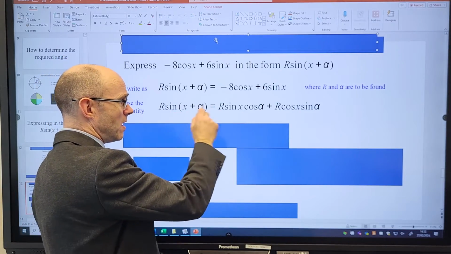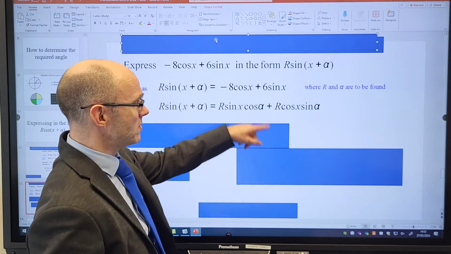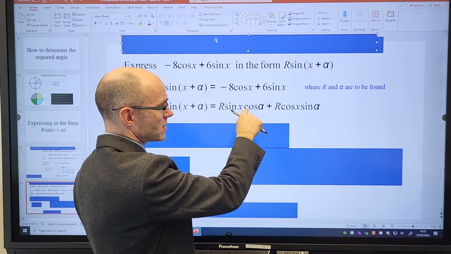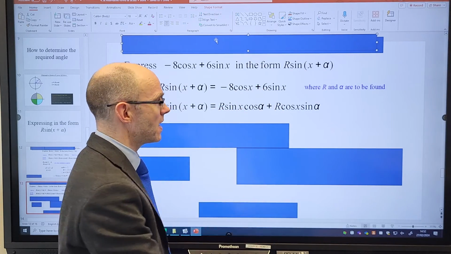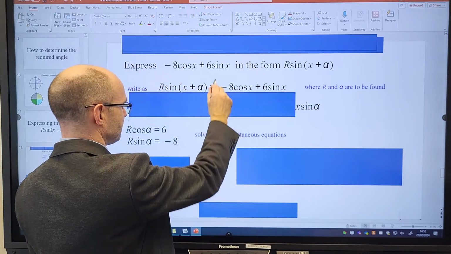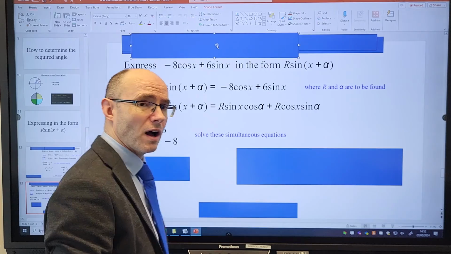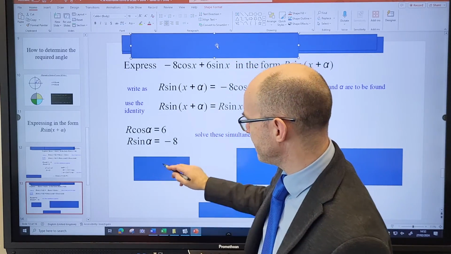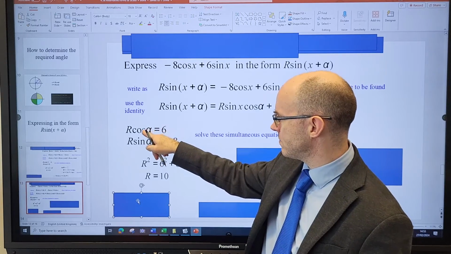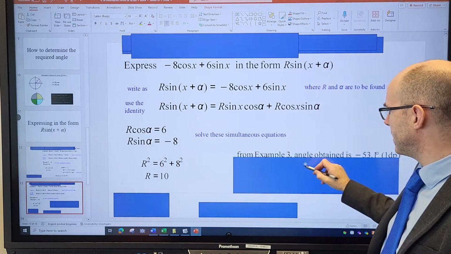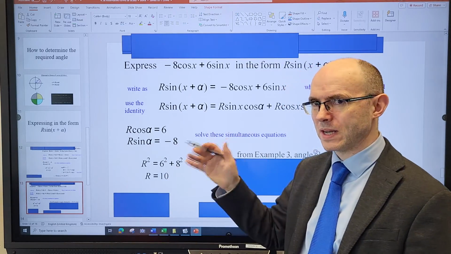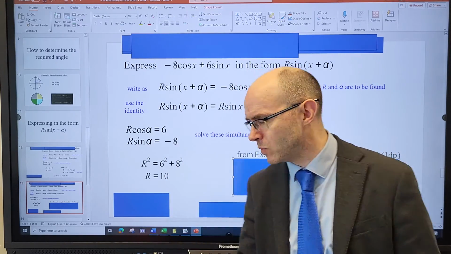You've got the identity again, r sine x plus alpha, set that equal to this. So here you've got the sine x terms, so r cos alpha is equal to 6, and the cosine x terms, so r sine alpha is equal to negative 8. R again is going to be, you guessed it, 10. And this time, sine alpha over cos alpha is negative 8 over 6. It's the same fraction as before, negative 4/3.